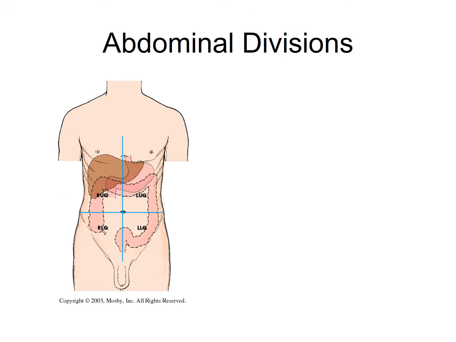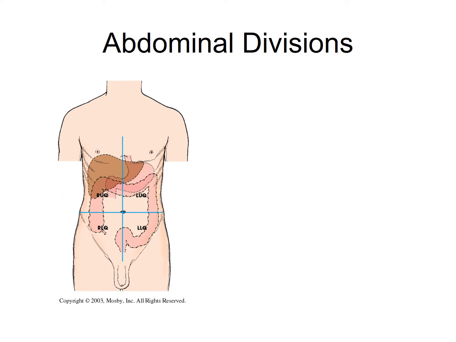Let's talk about dividing the abdomen. Okay, now this is going to be very important because in radiography, when we are going to x-ray a patient, we're going to take what's called a history. And we're going to ask, for example, where is the patient having pain? Now, if we're talking about the abdominal area, we can break the abdomen into different what are called quadrants.